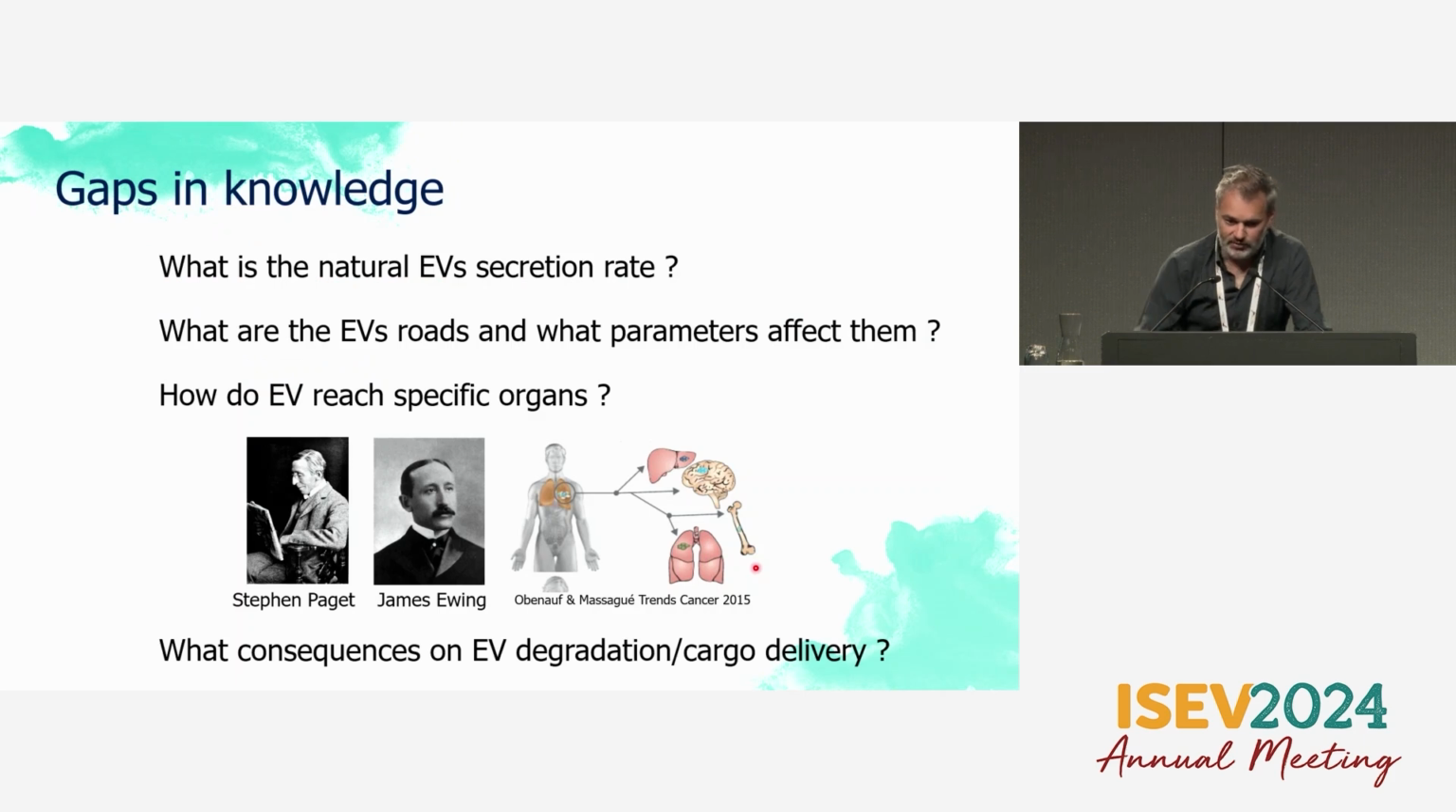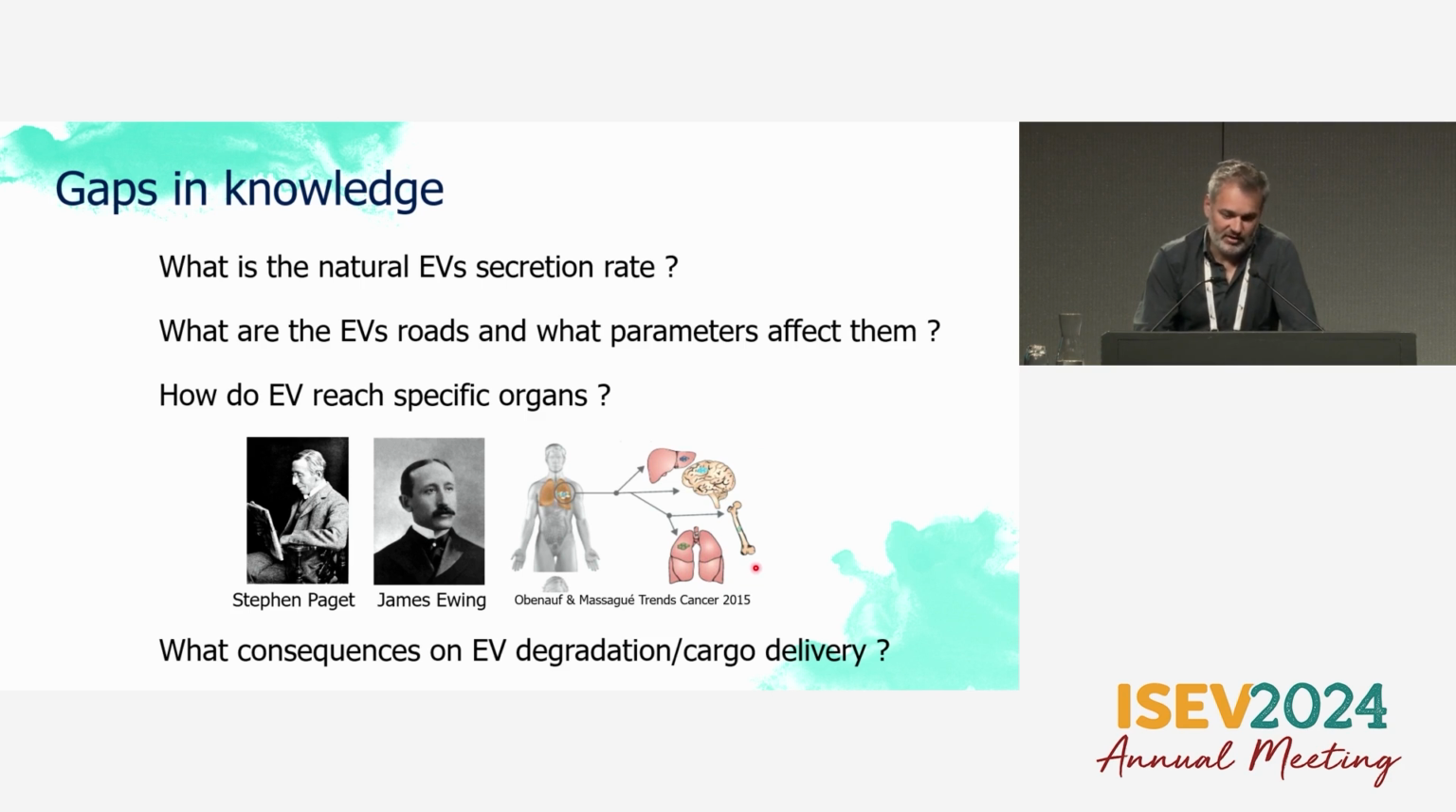So, as you've understood, the gaps in knowledge are many. The first one, probably an extremely important one, is that we still don't know what is the natural secretion rate of EVs by different cell types or different organs in different contexts. And it's very important, I think, to understand that both from a fundamental perspective, but also to properly calibrate the experiments where we inject exogenous EVs in animals. So then what are the EV roads? We know a few of them. What are the parameters that affect these roads and the biodistribution of EVs? We know a few of them.